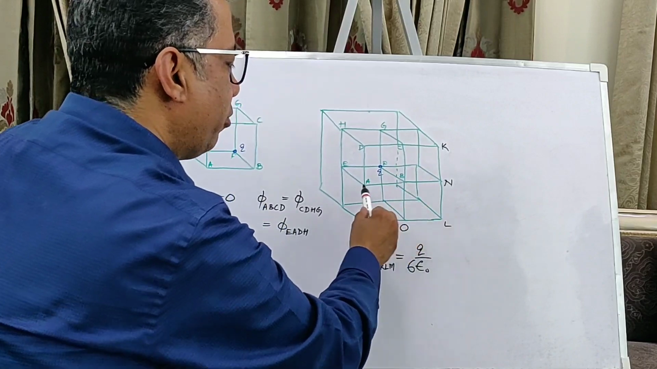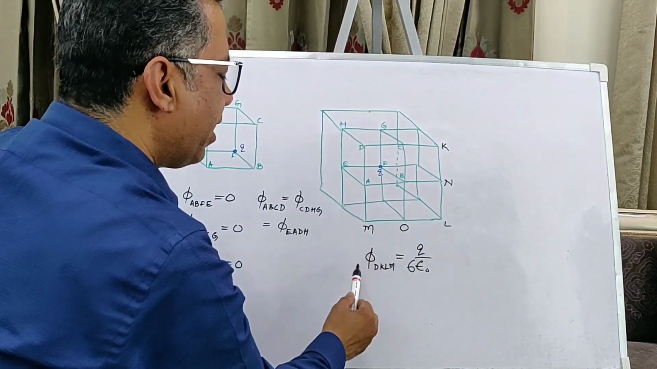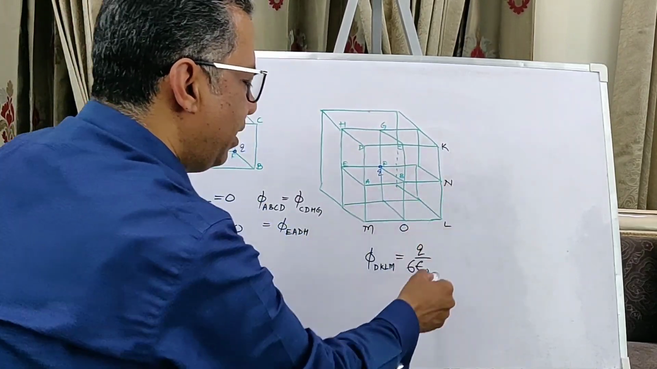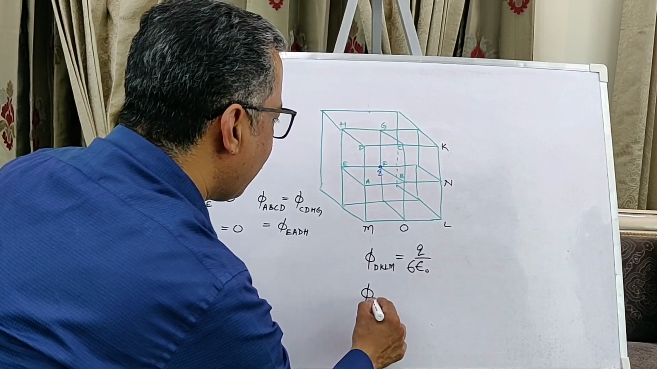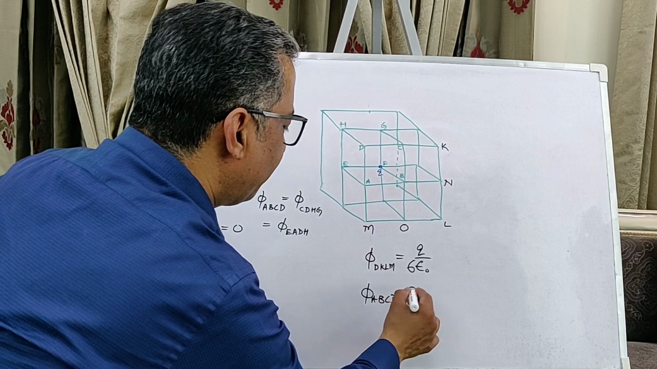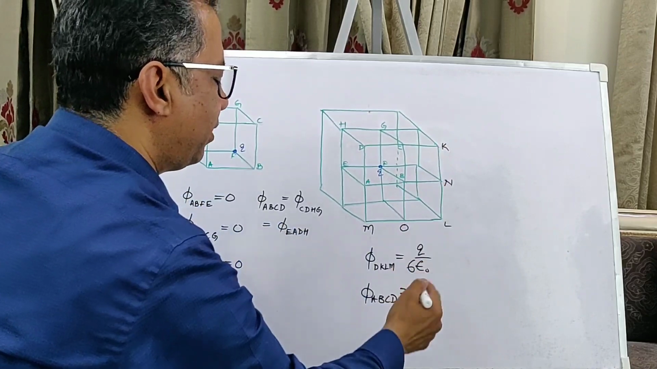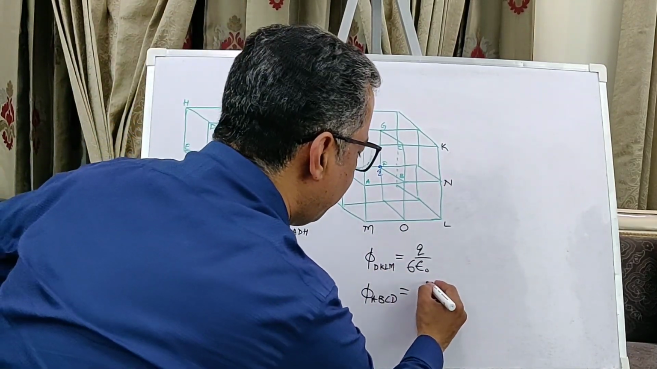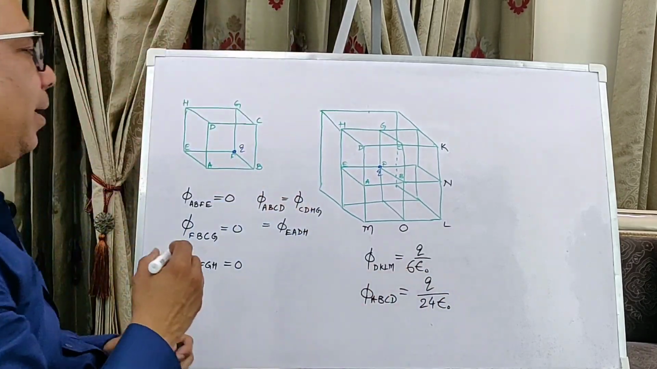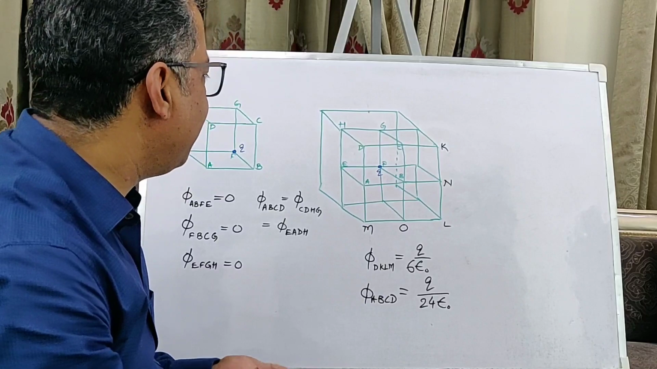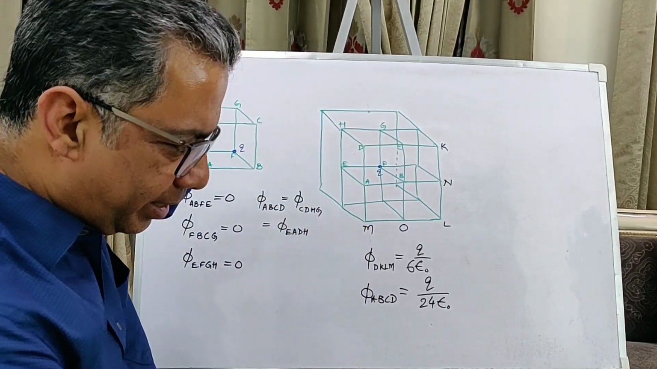So the flux through each of these four surfaces is equal, and the flux through the entire large surface is given, so the flux through any of those four surfaces, for example A, B, C, D, will be 1/4 of the flux through the entire surface. So 1/4 of this comes out to be Q by 24 epsilon naught. So that's the slightly more interesting version of that previous problem that we discussed.